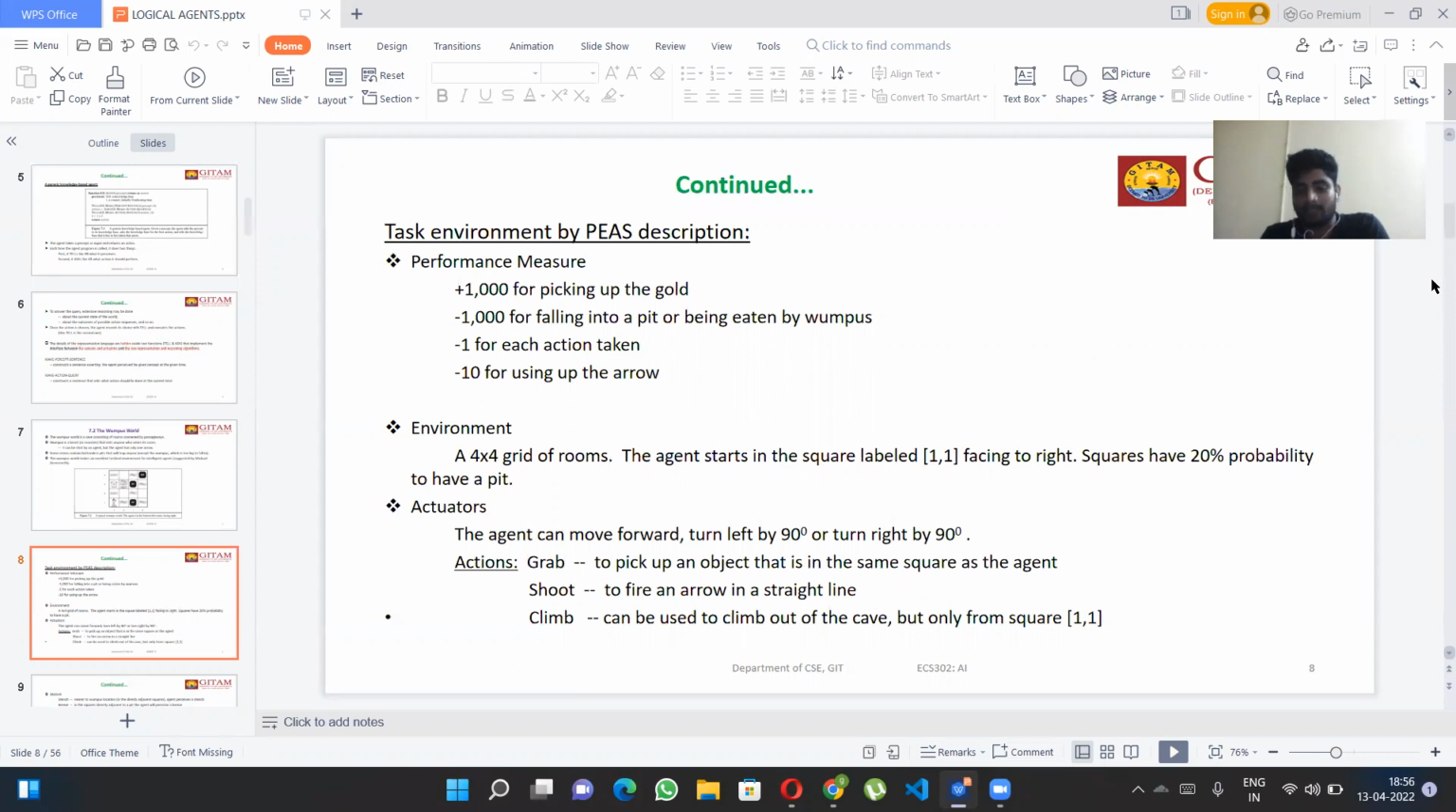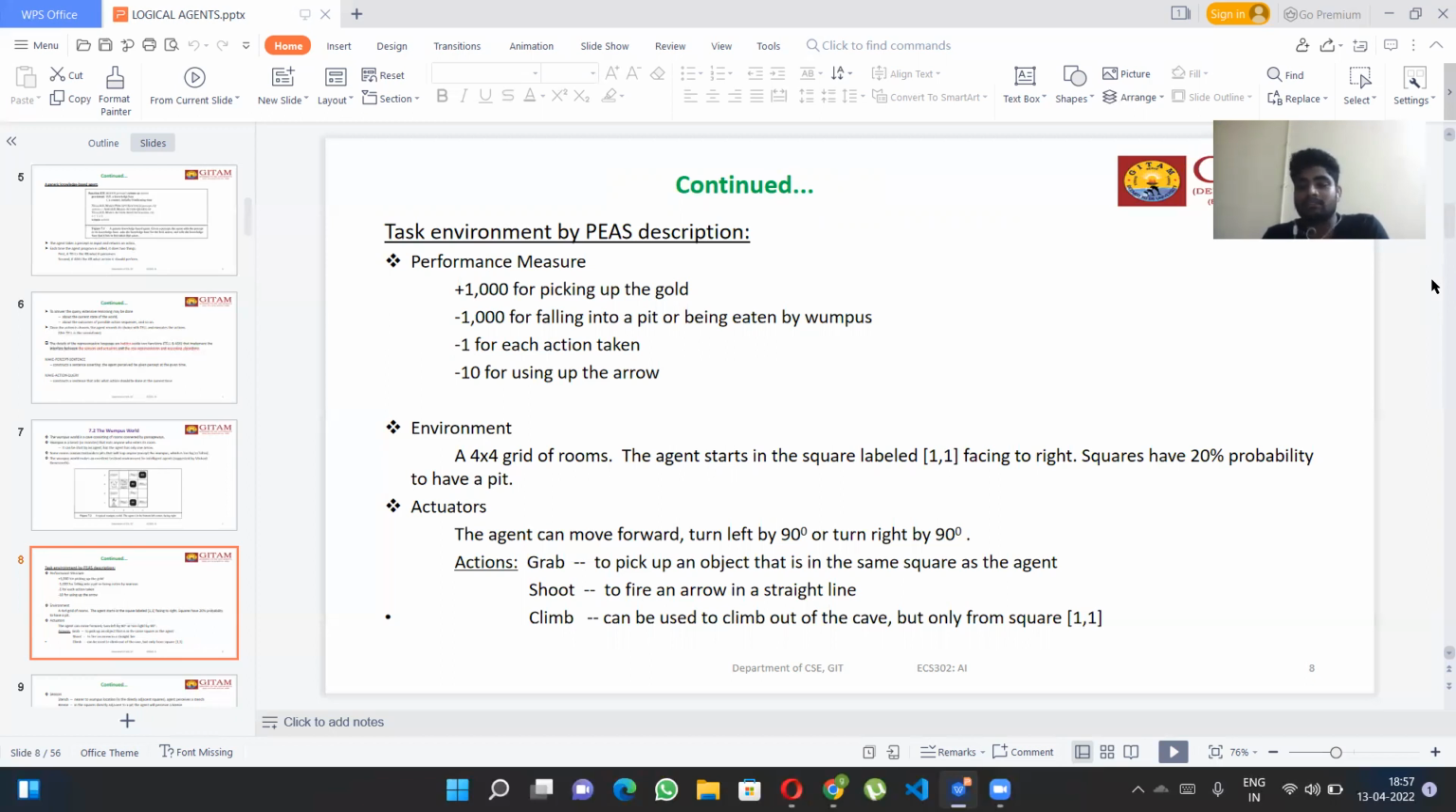In this topic, the rewards will be calculated. The reward is plus 1,000 points if anyone picks up the gold. If anyone falls into a pit, or the Wumpus kills any person, then minus 1,000 points will be awarded. If anyone is eaten by the Wumpus, then minus 1,000 points will be awarded.